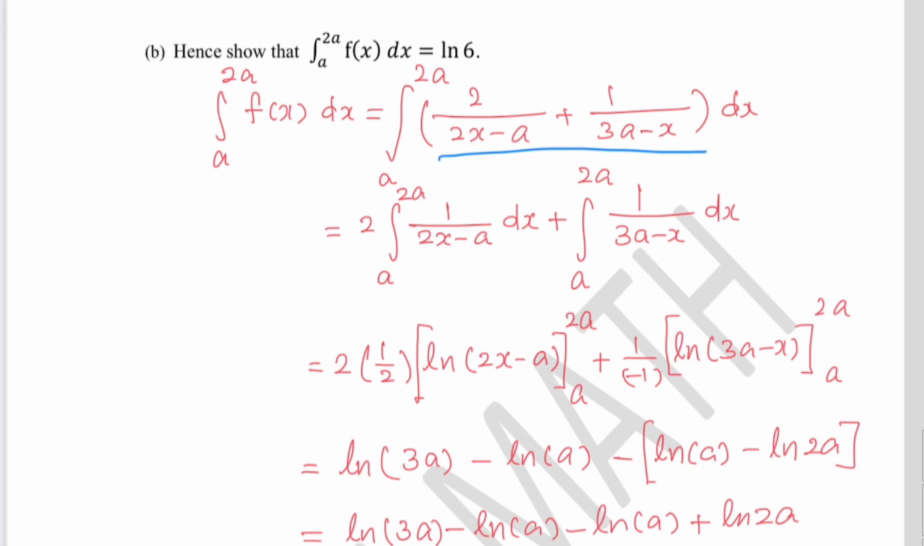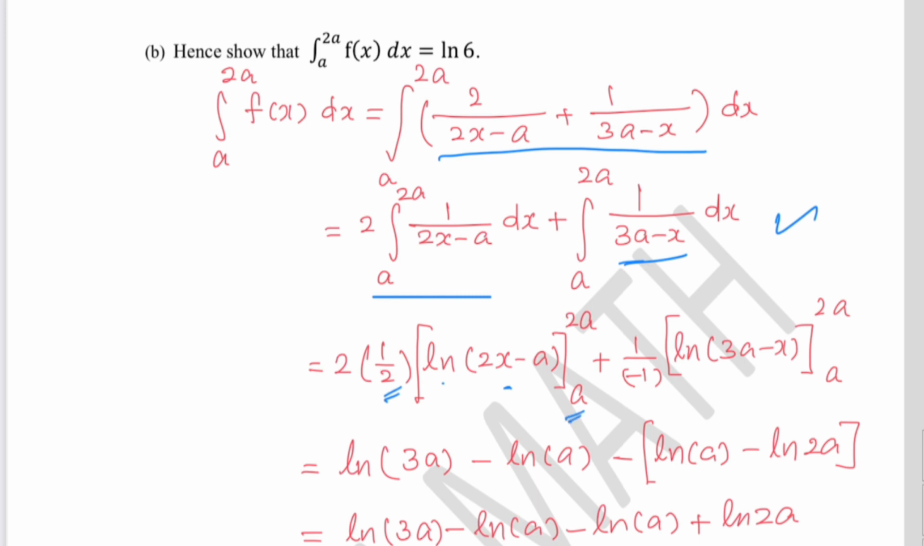So 2 over 2x minus a plus 1 over 3a minus x. The constants can be taken outside the integral. So you get the integral from a to 2a of 2 over 2x minus a dx plus the integral from a to 2a of 1 over 3a minus x dx. And you can apply the result that the integral of 1 over ax plus b dx is 1 over a times natural logarithm of ax plus b. So it becomes 1 over 2 times 2 over a, that is 1 over 2, and logarithm of 2x minus a between the limits a and 2a.